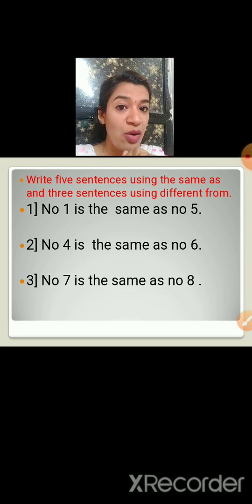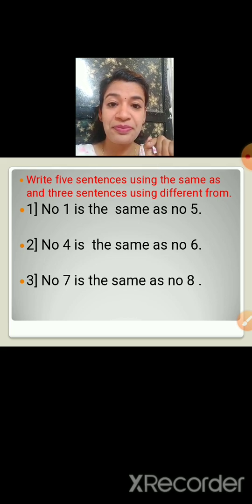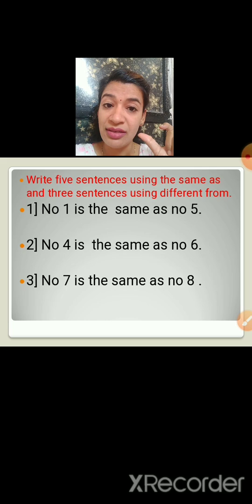Very good. Now we are going to write the sentences using different from. Number 2 is different from number 6. Why? Because both the shapes are not the same. Number 3 is different from number 7. And number 4 is different from number 8. Right?